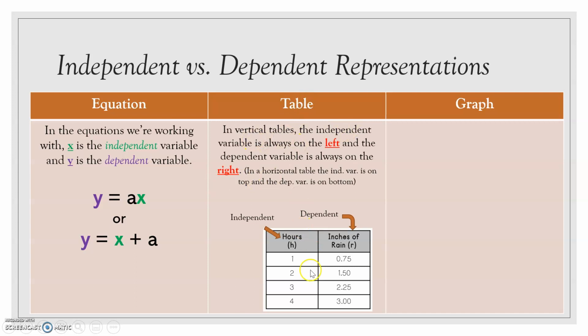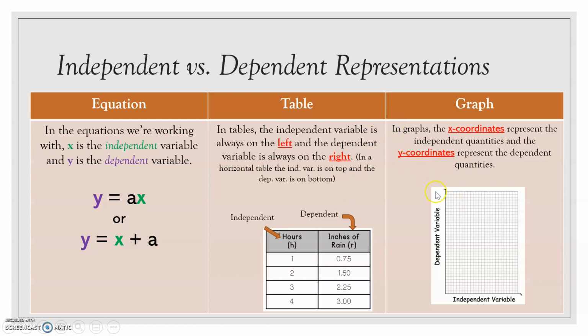Now when we're working with tables, and this is specifically for vertical tables, the independent variable is always on the left and the dependent variable is always on the right. In this example I have here, it looks like it's a representation of how much rain there was. The number of hours that it rained is independent and it influences how many inches of rain accumulated over that time. So the inches of rain is dependent on how long it rained, not vice versa. If you ever see a horizontal table, the independent variable is always on the top and the dependent variable is always on the bottom.